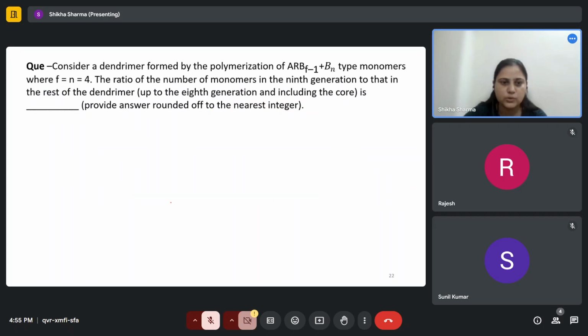Consider a dendrimer formed by the polymerization of ARBF minus 1 plus BN type of monomer, which is nothing but the dendrimer form, right? Where F and N equal 4. We need to calculate the ratio of the monomers in the ninth generation to that of the rest of the dendrimer, which is up to the eighth generation. So how can we calculate?